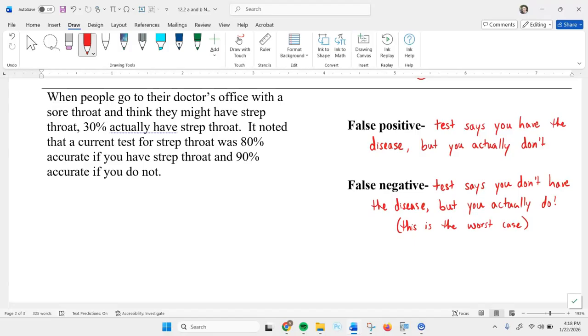All right, so let's look at this scenario on the left. It says when people go to the doctor's office with a sore throat and think they have strep, 30% actually have strep throat. It noted that a current test for strep throat was 80% accurate if you have strep throat and 90% accurate if you don't. All right, that can sound super confusing if we don't break it down.